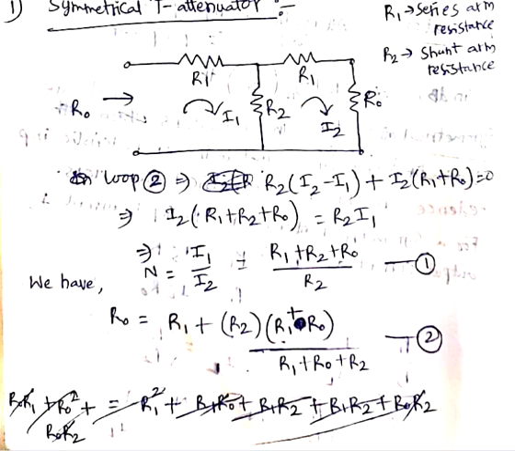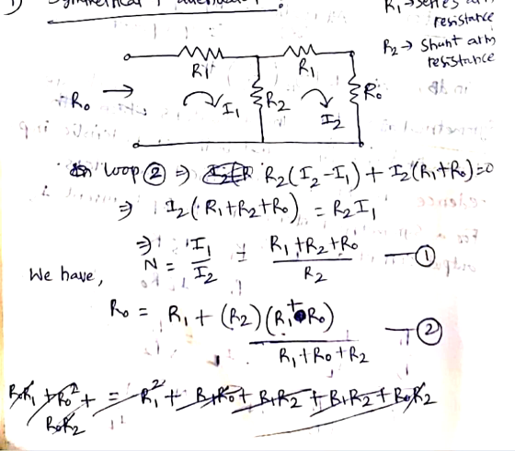So what happens when you apply KVL? How many resistors are there in this loop 2? 1, 2, 3. So R2 into (I2 minus I1) plus I2 into (R1 plus R0) is equal to 0. I have added these two resistors here. The current flowing through R1 and R0 is I2, whereas the current flowing from down to up in R2 is I2 minus I1. Then you will get this equation, and then get the ratio of I1 by I2. From that equation, you will get capital N, I1 by I2, is equal to (R1 plus R2 plus R0) divided by R2. Consider this as equation number 1.